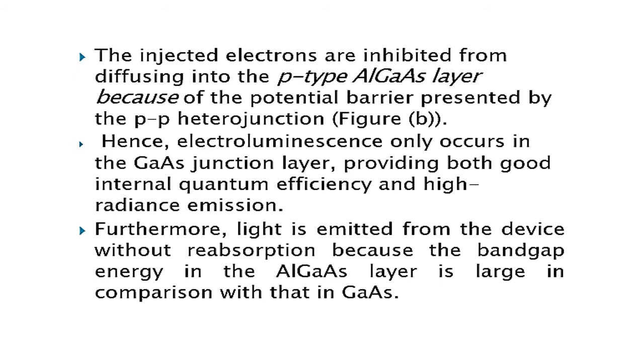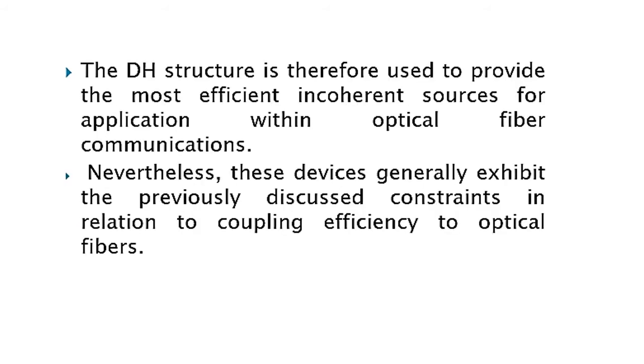So the light will be emitted from the device, and reabsorption will be low because the band gap energy in the aluminum gallium arsenide layer is large in comparison with the gallium arsenide material. The double heterojunction structure is used to provide the most efficient incoherent sources for optical fiber communication. However, these devices exhibit constraints in coupling efficiency to optical fibers.